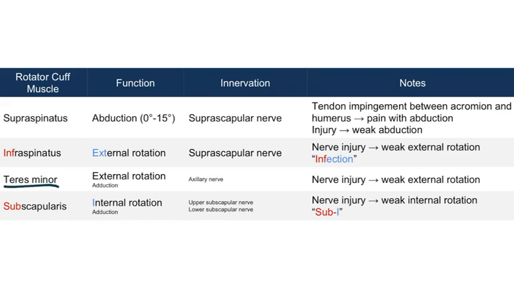We're going to discuss the teres minor muscle and the subscapularis muscle. Now the teres minor muscle is responsible for external rotation. Notice here that I've also written adduction. I don't want you to get wrapped up in this idea though, because it's such a minor contributor to adduction, and with teres minor dysfunction, you really should be thinking about external rotation being dysfunctional.